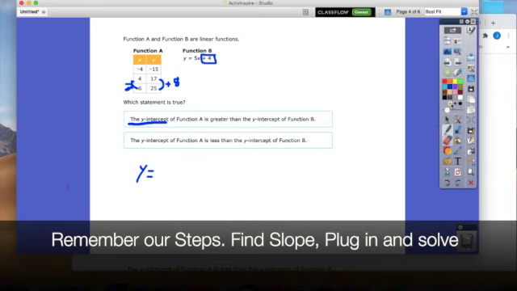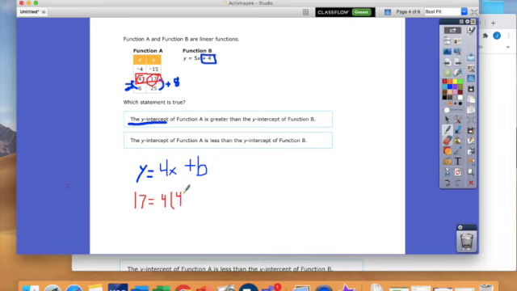17 equals 4 times my x value, which is now 4, plus b. Okay, so I got 4 times 4, which is 16. I got 17 equals 16 plus b. And I need to subtract the 1 here. Sorry, subtract 16. I'm already giving you away the answer. And b is going to equal 1.